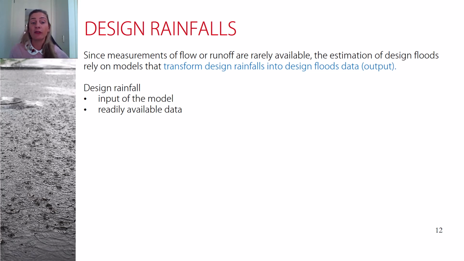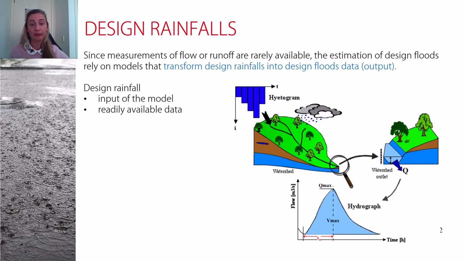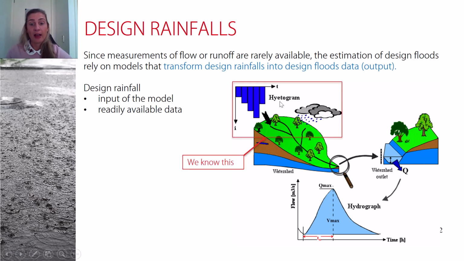And design rainfall data is readily available. So that's the advantage of using design rainfall data instead of river discharge or flood data, which is rarely available. So basically we have a hyetogram. A hyetogram is a graph that shows the distribution of a rainfall event over a period of time.